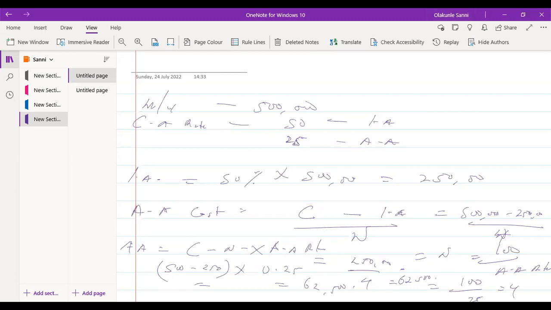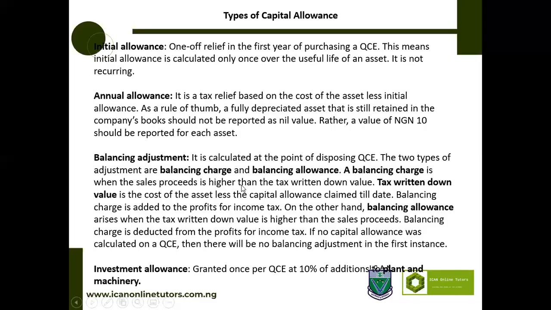The next one we need to look at is the balancing adjustment, the balancing adjustment for capital allowance. Under the balancing adjustment, I'll be looking at two areas called the balancing charge and the balancing allowance. The balancing adjustment is divided into balancing charge and balancing allowance.